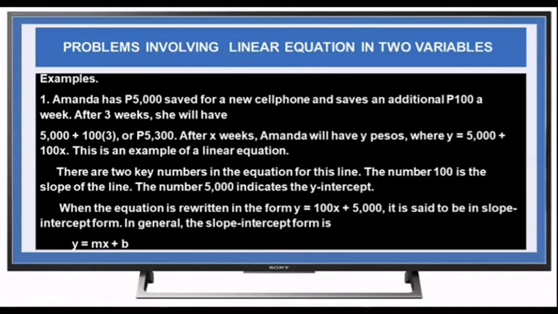This is an example of a linear equation. There are 2 key numbers in the equation for this line. The number 100 is the slope of the line. The number 5,000 indicates the y-intercept. When the equation is rewritten in the form y equals 100x plus 5,000, it is said to be in slope-intercept form. In general, the slope-intercept form is y equals mx plus b.